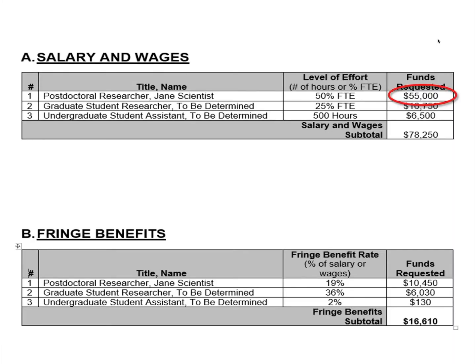So here's an example for an employee that will receive $55,000 in salary for work on the SCBGP project, as noted in the salary and wages category, and has a fringe benefits rate of 19%. So 19% of $55,000 is $10,450, which is entered under funds requested. The same calculation should be performed for each employee listed.